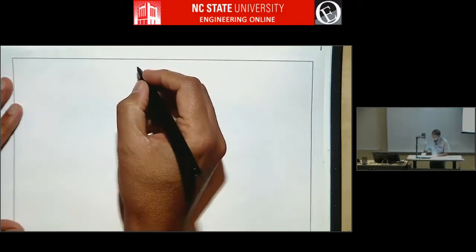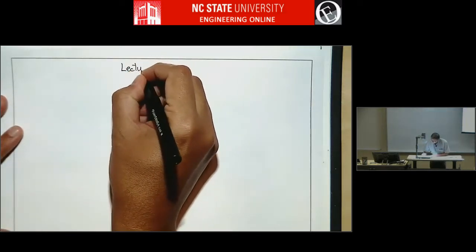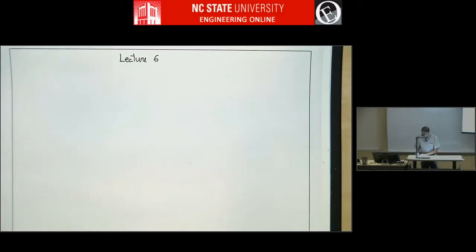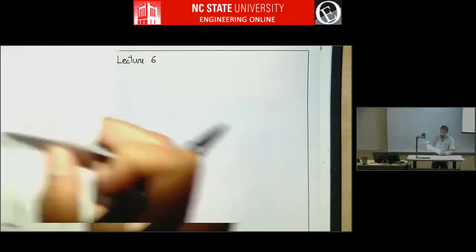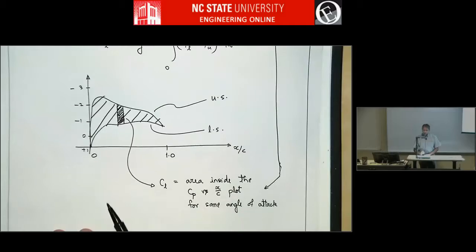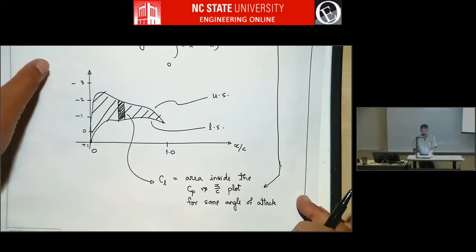All right, so we are on lecture 6. In the last class, we were talking about pressure distribution, and we concluded the class by pointing out how the area inside the CP curve between the upper and lower surface, if you plot it as a function of x over c, is essentially the lift coefficient, very, very close to the lift coefficient.